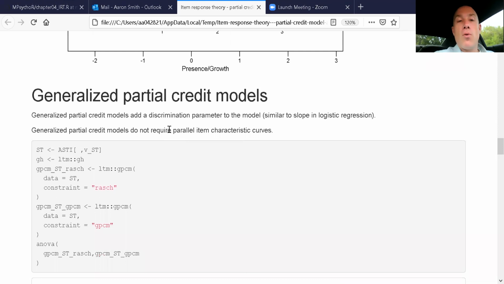Now, a generalized partial credit model adds a discrimination parameter to the model. This is similar to slope in logistic regression. So generalized partial credit models do not require parallel item characteristic curves. In fact, expect them to not be parallel. There are some aspects of this where we can get things that don't make a whole lot of sense, but usually if I have a lot of data, it won't be an issue.